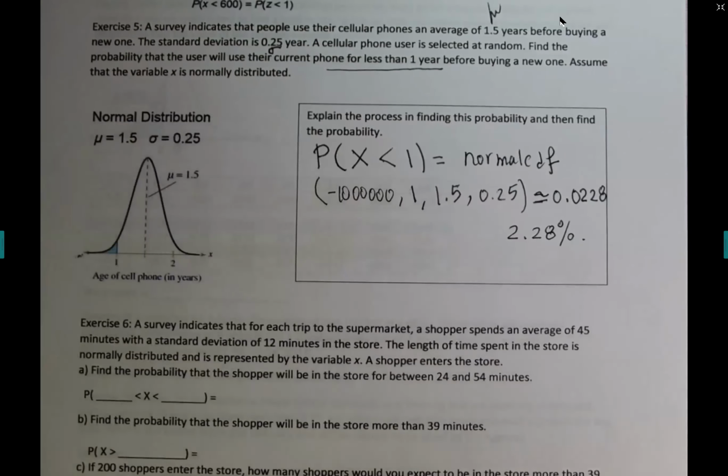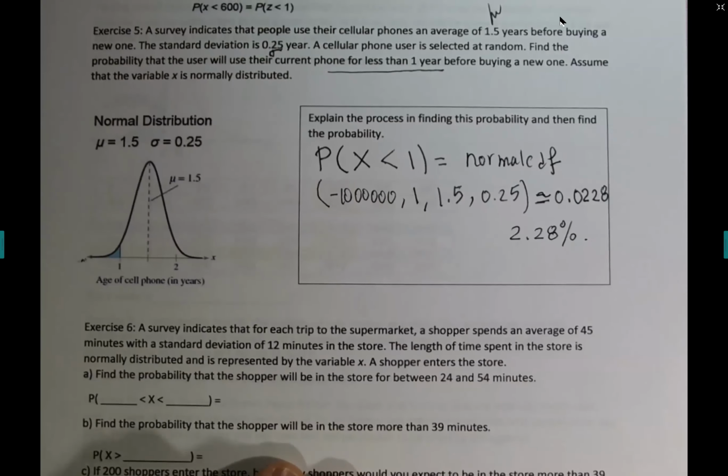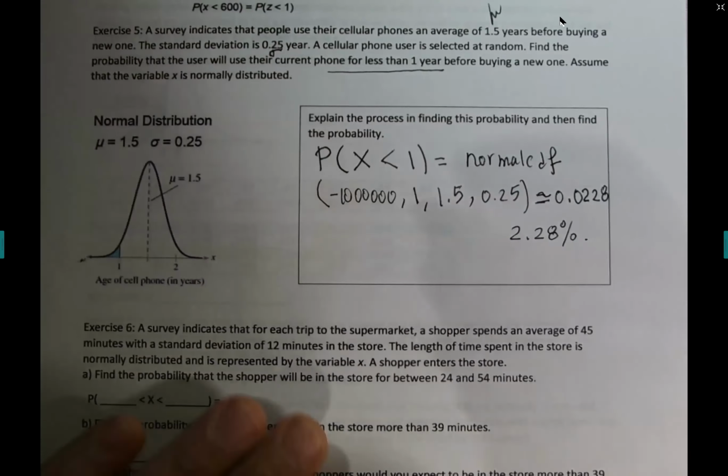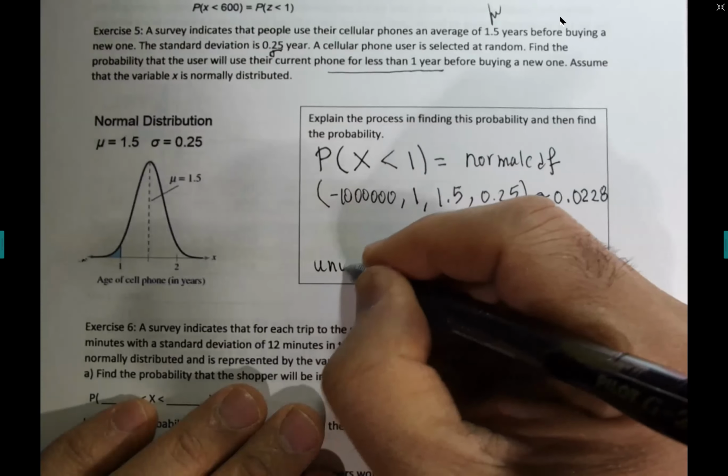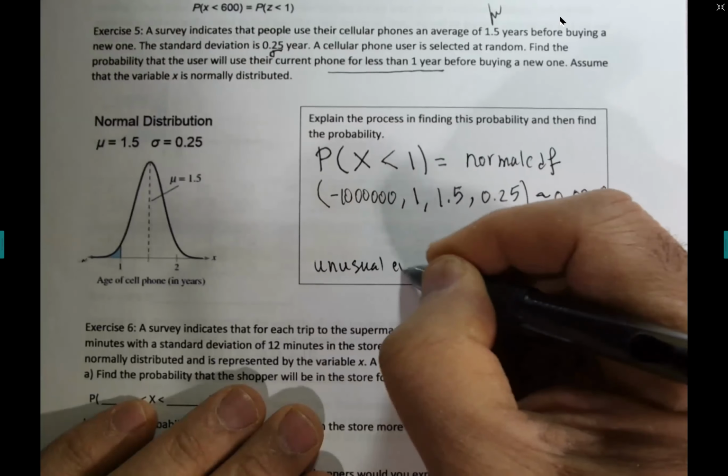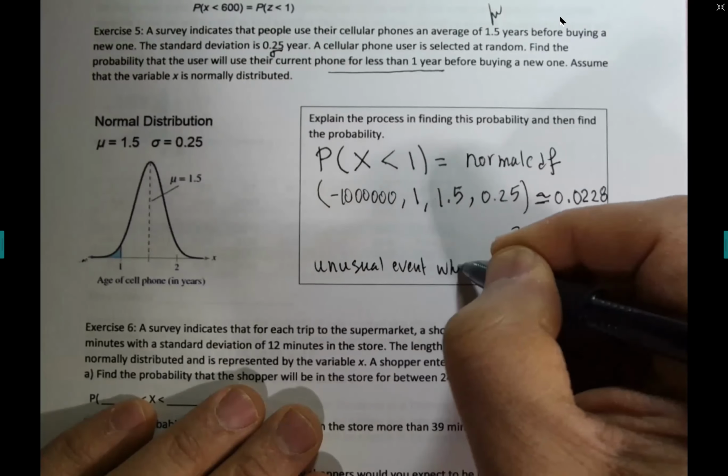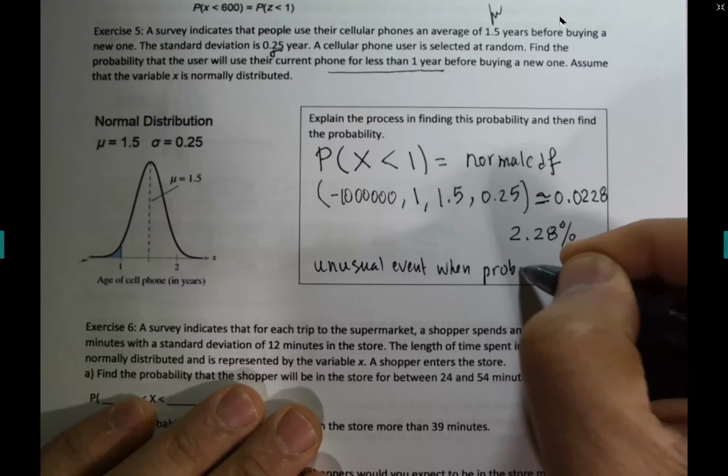So if we know on average people use their phone for 1.5 years with a standard deviation of 0.25, what's the likelihood that a person buys a phone before using it for 1 year? It's only a 2.28%, and this is called unusual. Any answer that is less than 5%, guys, it's called unusual. I'm going to write it down here. Unusual event when probability is less than 5%.